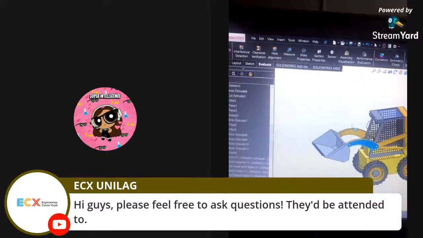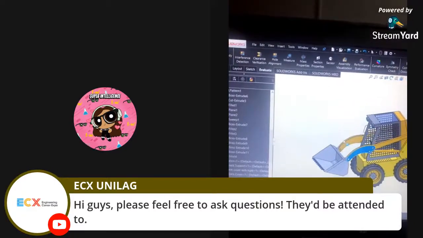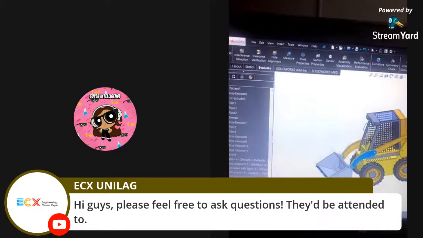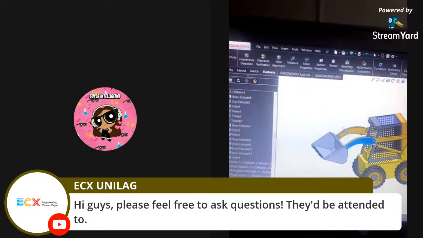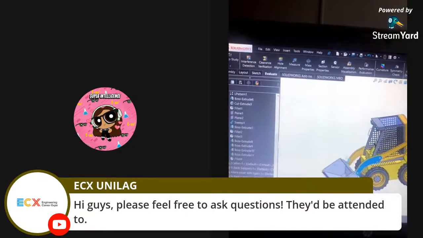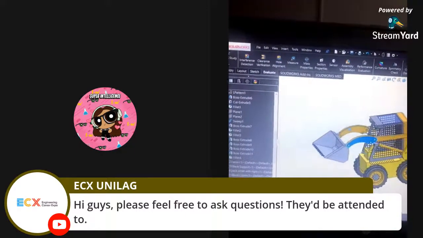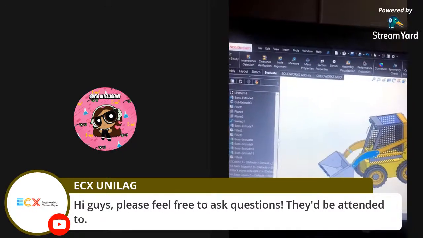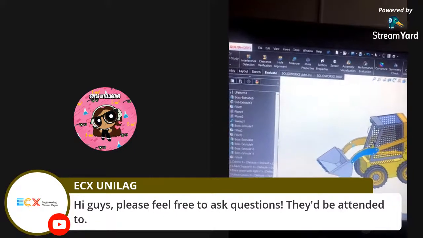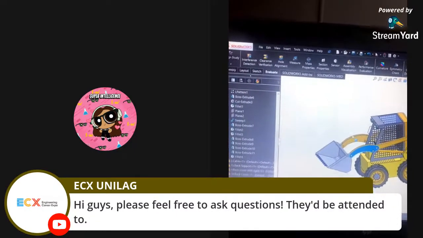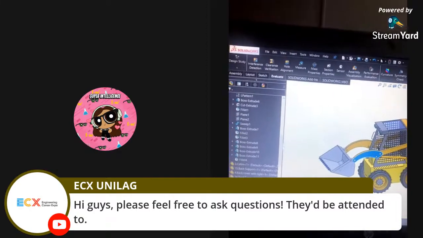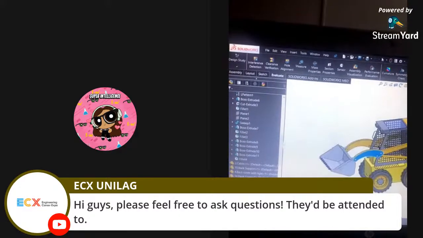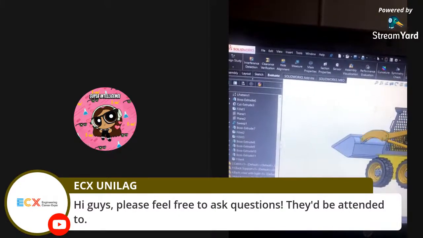This is a bobcat that I designed recently. Well, not so recently, about a month ago on SolidWorks. Basically, it's something you use on a construction site. It has a lot of uses, but as you can see, it has a digger, so you could use it for that. You could also use it to tow materials, moving materials from one point to the other. So this is it on SolidWorks.